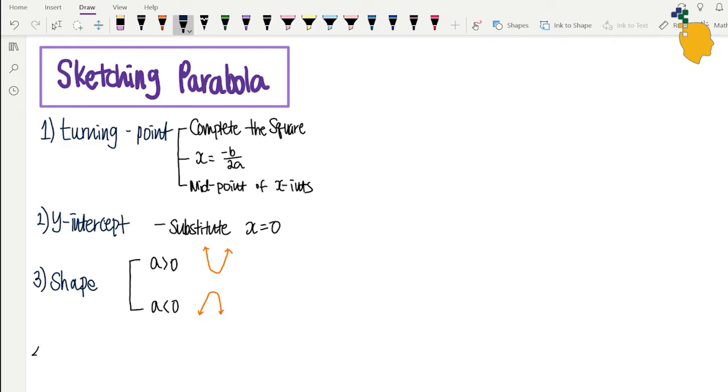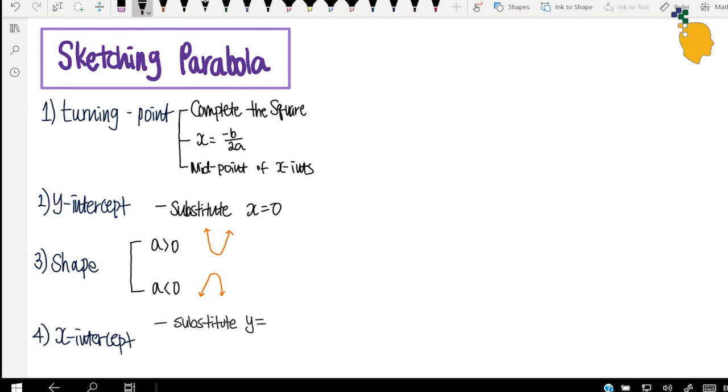And the last thing is the x-intercept. The x-intercept can be found by substituting y equals 0. Then you either factorize and then use the null factor law, or you use the quadratic formula to find it, or maybe it's invalid, and it doesn't have an x-intercept.